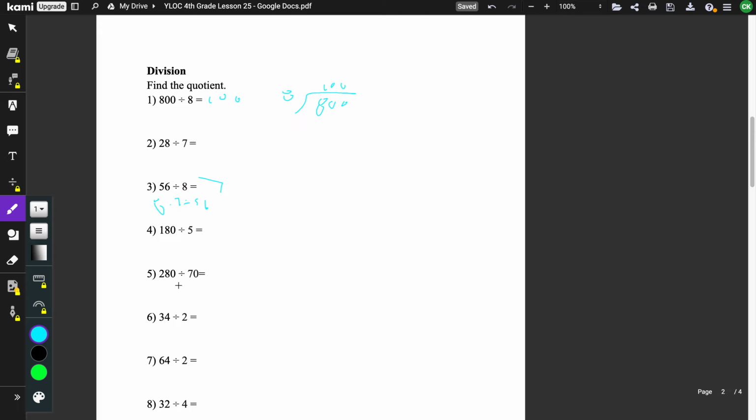Number 5, 280 divided by 7, don't look at this like that, so just do 28 divided by 7, and we're just going to add a 0 at the end. What's 28 divided by 7? It's 4, but because it's in the hundreds, we would add a 0, so it would be 40.